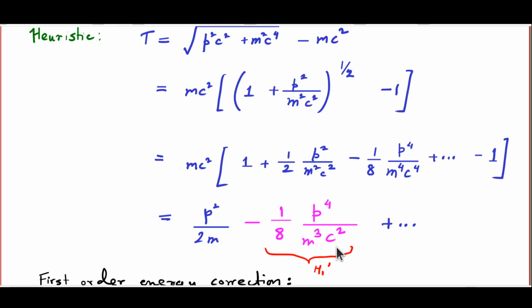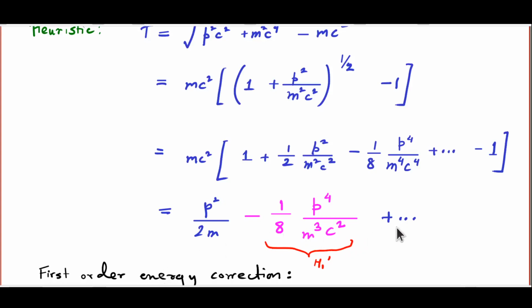So classically, the kinetic energy term would have been p squared by twice m in the non-relativistic limit. In addition to that, you would have an extra piece. And when you quantize the theory, this extra piece is exactly what becomes our first correction term, or first perturbation term, H1 prime.